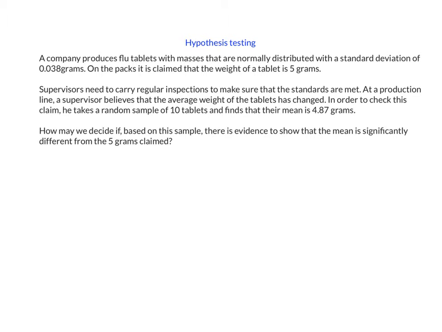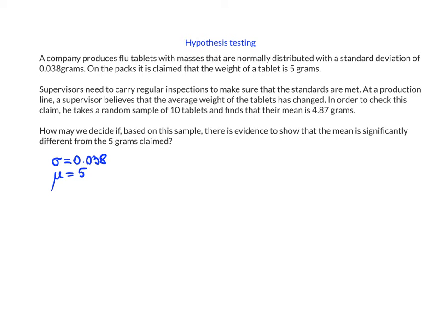Assuming a company produces flu tablets with masses that are normally distributed with a standard deviation of 0.038 grams. So the standard deviation is given. On the packs, it is claimed that the weight of a tablet is 5 grams. So the mean of the population of all tablets is 5. Of course, not each tablet is 5. We have a normally distributed population of tablets, but that's a mean weight. Now I need to check whether the standards are met or not. Does the company tell the truth?